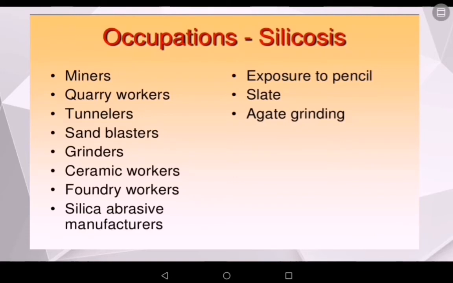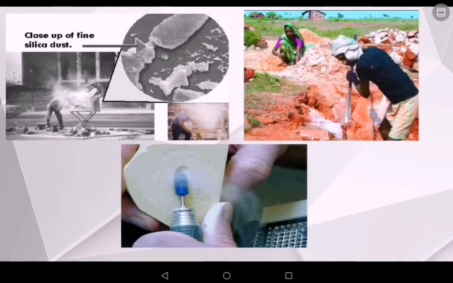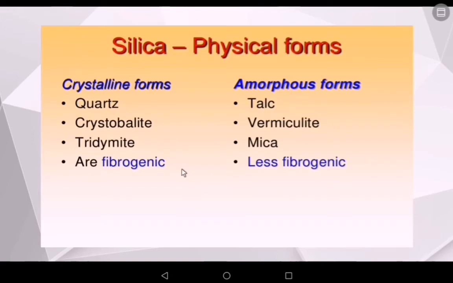These are the miners, people working in the lead pencil factory, quarry workers, slate tunnelers, agate grinding, sandblasters, grinders, ceramic workers, foundry workers, and silica abrasive manufacturers. So these are some examples of occupations involving exposure to silica. This is a sandstone which is used in polishing different metals.